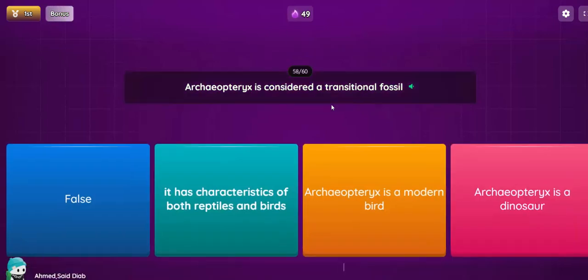Question: Archaeopteryx is considered a transitional fossil. Option 1: false. Option 2: it has characteristics of both reptiles and birds. Option 3: Archaeopteryx is a modern bird. Option 4: Archaeopteryx is a dinosaur.